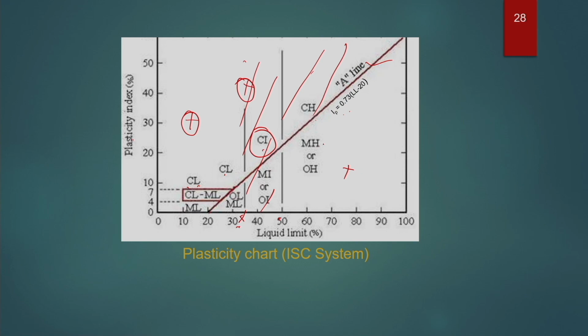Similarly, if it is below, it will be silt or organic soil with high compressibility. If it is on this zone, it will be known as silt or organic soil with intermediate compressibility. Similarly, if it falls on this hashed portion, it can be termed as CL-ML. This is all about the Indian soil classification system.